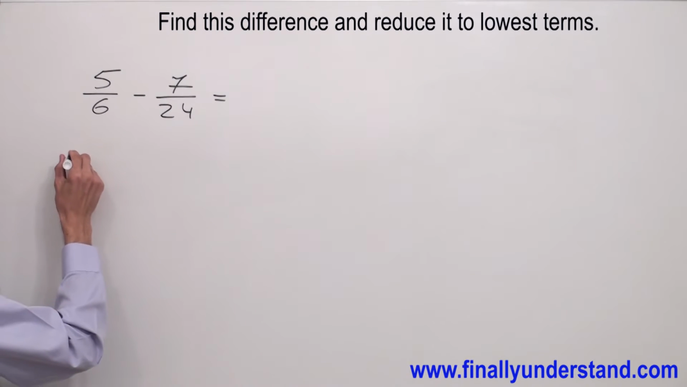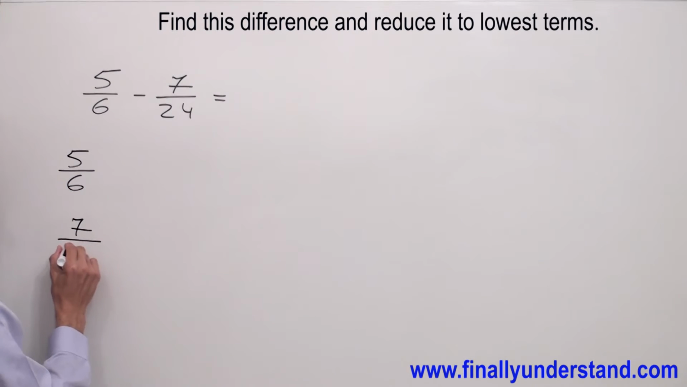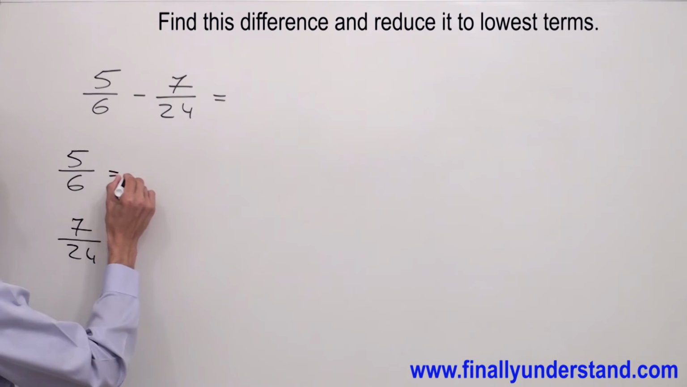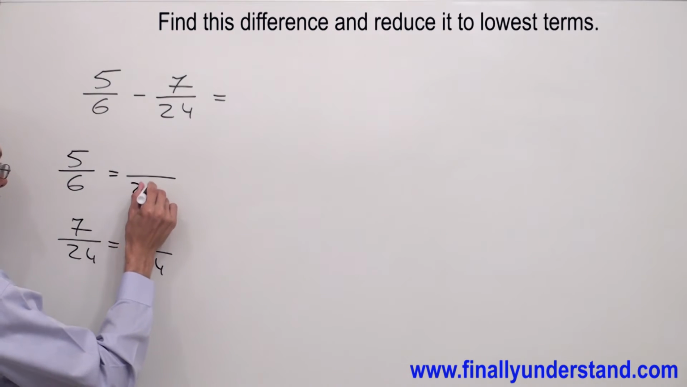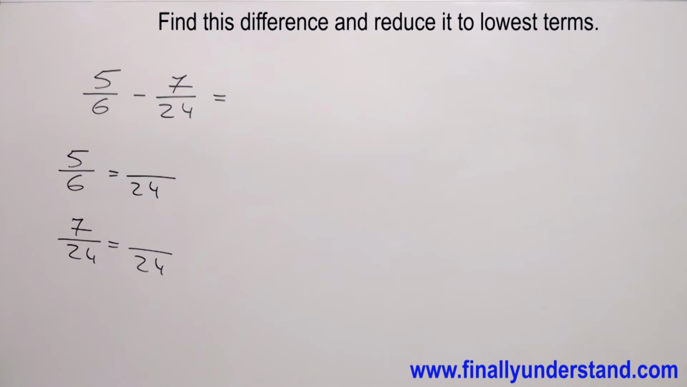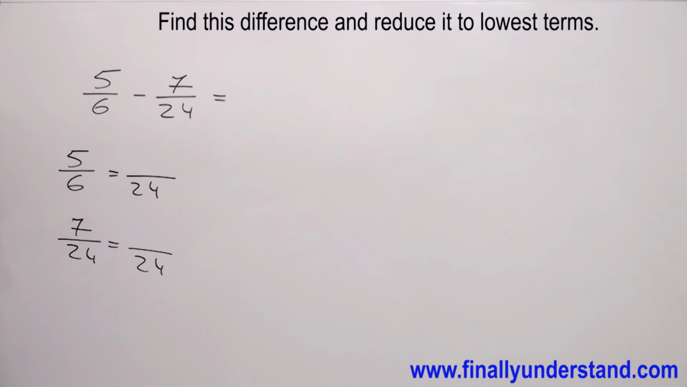So let me write down these fractions one more time. I have 5 over 6 and I have 7 over 24. Okay, the common denominator we said is 24. Remember that the common denominator cannot be lower than the greatest denominator. So I have 24, right? So my common denominator cannot be lower than this, it can always be higher than this or equal to this, but never lower than this. So if 24 is divisible by 6, this is a perfect common denominator for this problem.